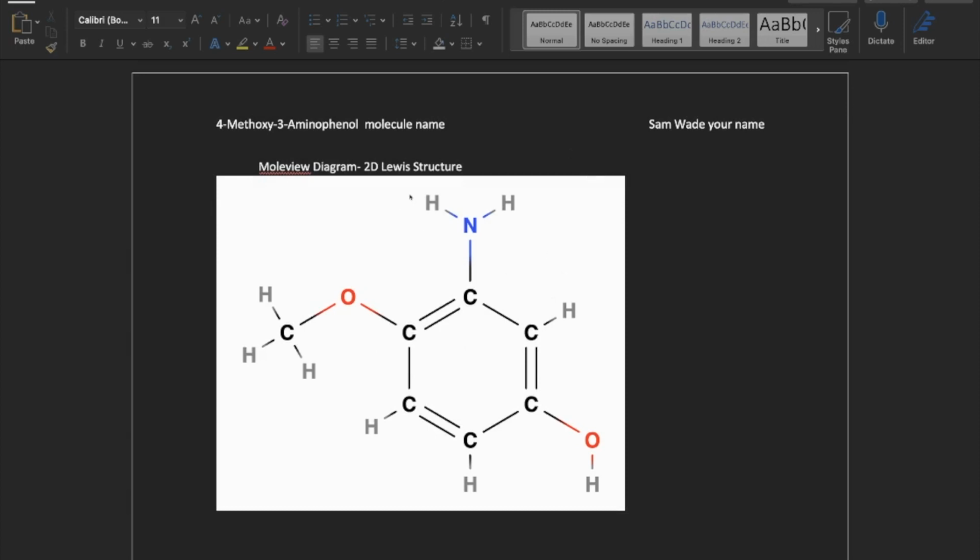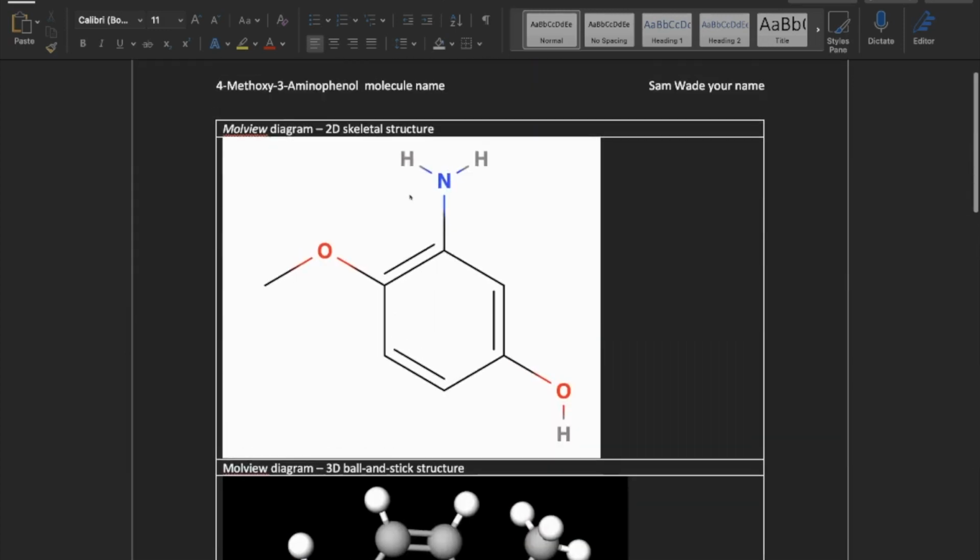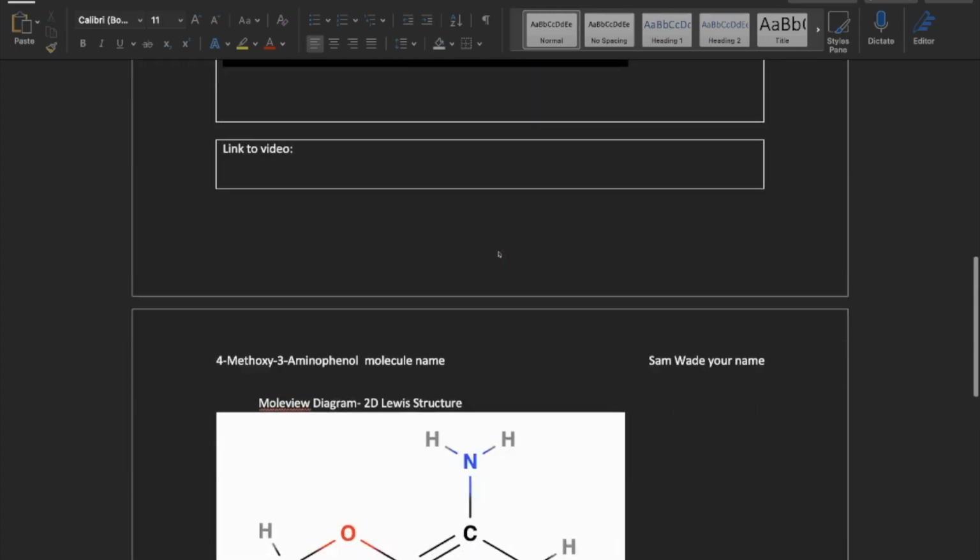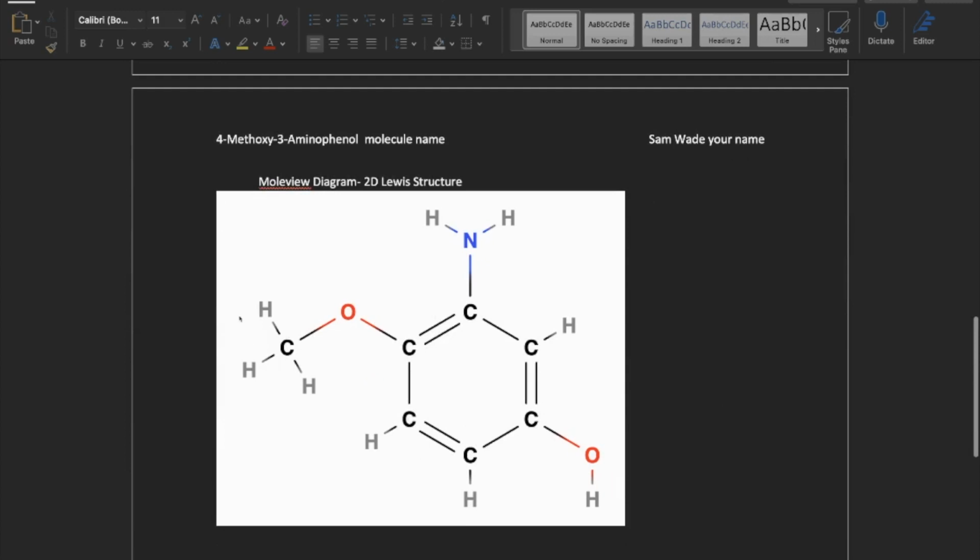And similar to the skeletal structure up here, with the Lewis structure, we can see everything that's missing. So we have our carbon with our hydrogens and our other hydrogens. Our carbons are labeled. And then this is the same right here with the nitrogen and the hydrogens.